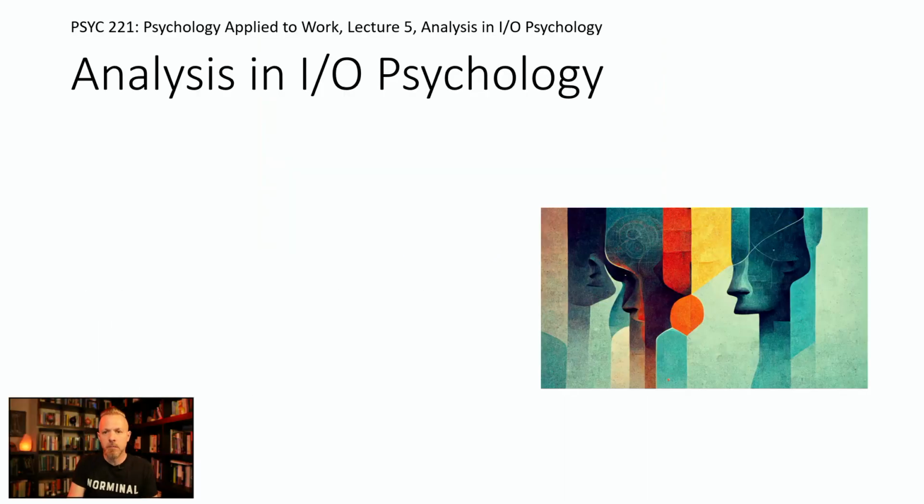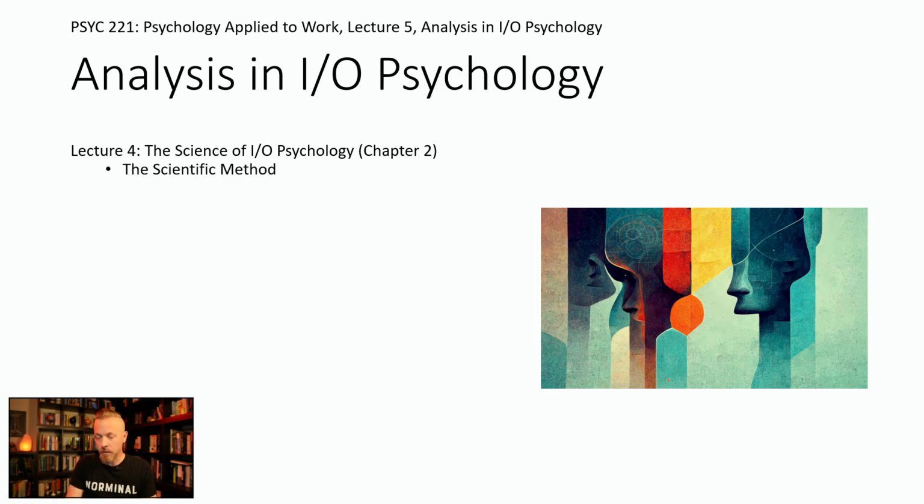Okay, remember last lecture we talked about the science of IO Psychology. This is the second half of Chapter 2, Analysis. In the science of IO Psychology, we talked about the scientific method, and hopefully a lot of this was a review for you. And we discussed a little bit about maturity and complexity of the various domains of science with the provocative question, is psychology mature enough to be a predictive science?